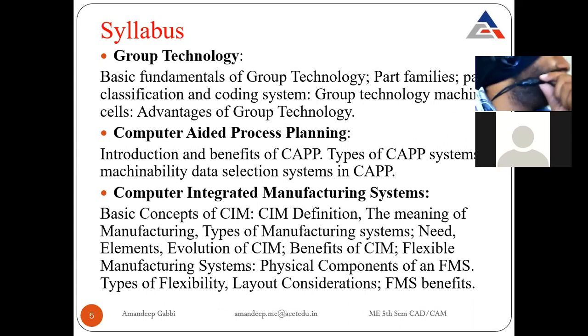Then computer-aided process planning, introduction and benefits of CAPP. When you talk about process planning, as this is the first process that you are going to study about, this process planning is when you want to manufacture something. There are different types of processes that are to be done on that particular part. Suppose you want to manufacture a nut. So first of all, you will take mild steel and you cut it from edges with the help of some turning machine. Then you will drill a hole inside. Then you cut threads inside. So there are three different operations.